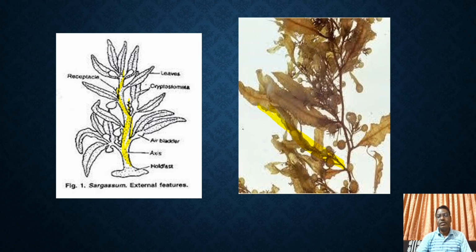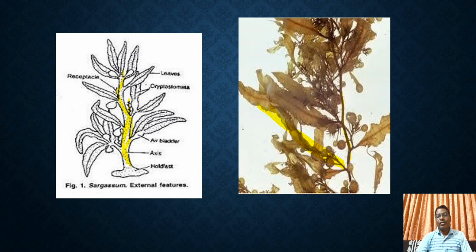Like the main axis, it also produces secondary laterals at nodes or at some points, and therefore you can compare the main axis which is growing here, and at the same time the primary lateral or long branches. So these two, main axis and primary laterals, are exactly identical with each other.